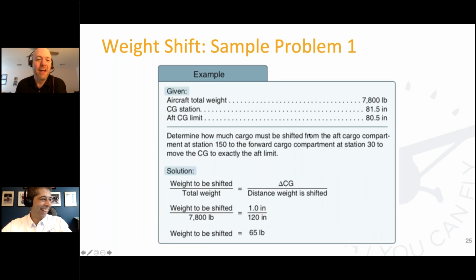So here's an example. You've got the aircraft total weight, and you've got the CG station where it currently is. You have the aft CG limit, so you can see that we're out of limits. Then you put in the X where you want it to be. So in this case, the question was how much weight do we need to shift to move?